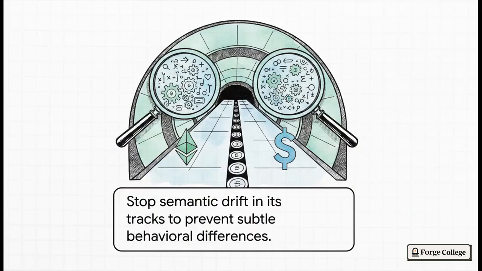Okay, so before we write a single assertion, we really need to understand why a simulated environment is absolutely crucial before going on-chain. Basically, we have to stop semantic drift in its tracks. See, when you move from EVM to Solana, your logic might compile perfectly, sure, but it might behave just a little bit differently. This early testing phase is going to catch those subtle differences.